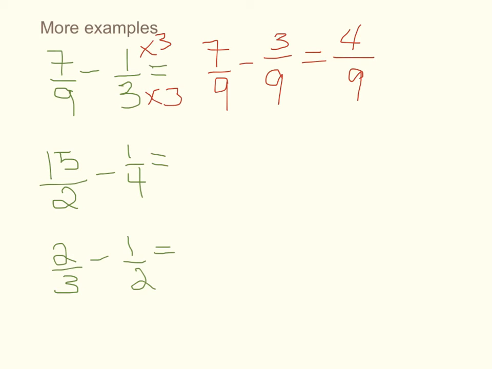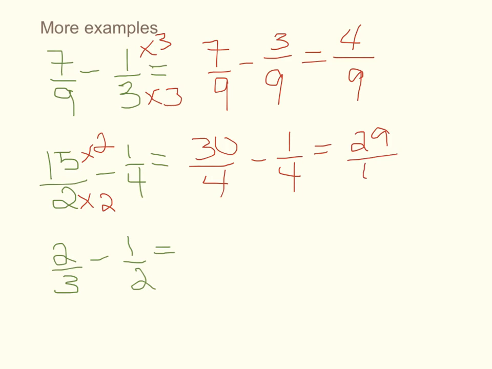In the second example, I have 15/2 minus 1/4. Again, I can turn the 2 into a 4 by multiplying by 2, so I'm going to change the first fraction and keep the second fraction the same. So I have 30 over 4 minus 1/4. When I do that, I have 30 minus 1 is 29 over 4, and I can't reduce that as well. There are no common factors between 29 and 4.